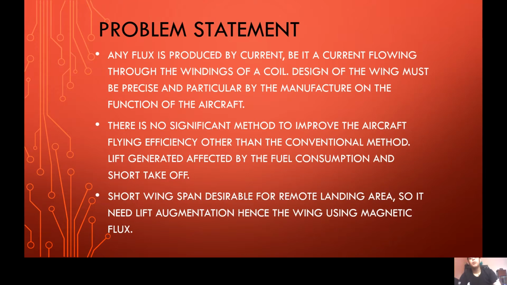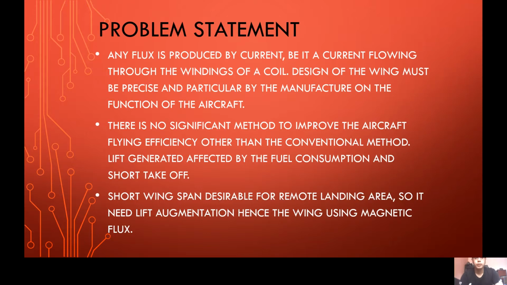Okay, problem statement. So my problem statement basically is that we want to shorten the wingspan. This is because of small airports with short runways. So the big aircraft cannot land because of insufficient lift before landing and take off. So one of the ways to increase the lift is to do this, which is magnetic flux.